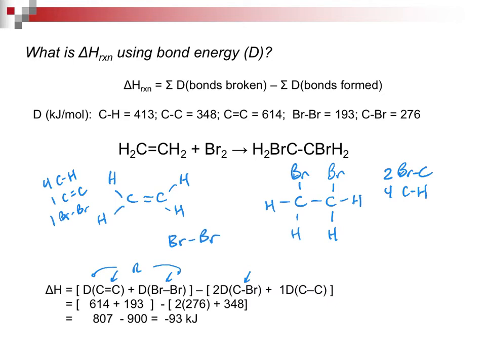So what you can actually do in this problem is say, I don't have to even use the CH bonds, because they are on each side of the equation. I only need to look at the unique product bonds. Again, I will let you work through the math.